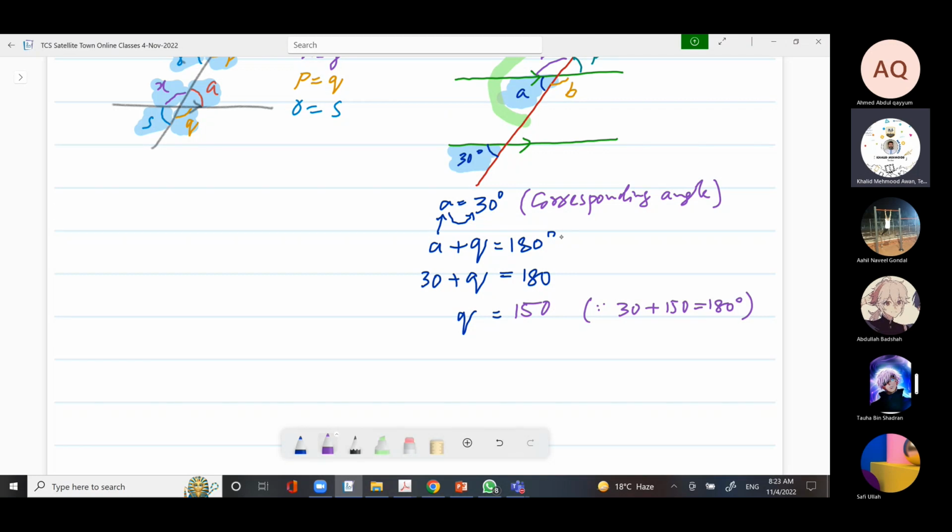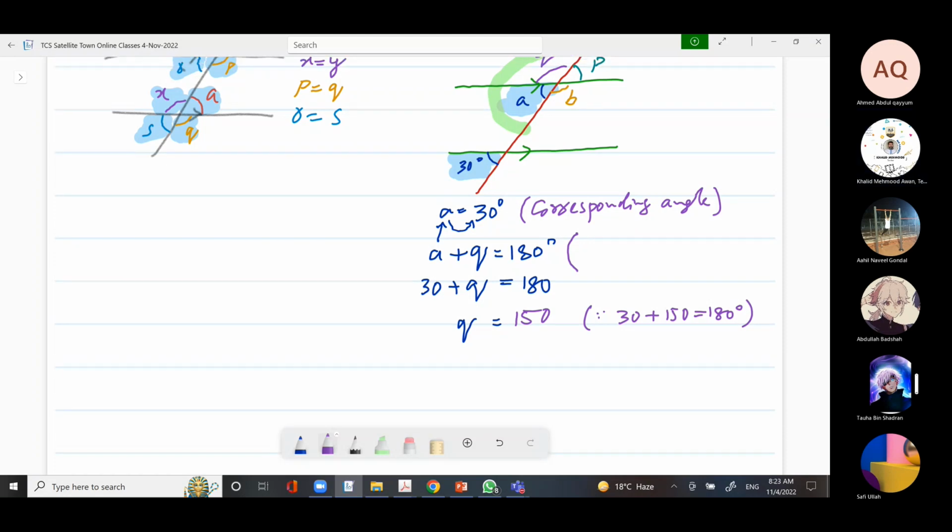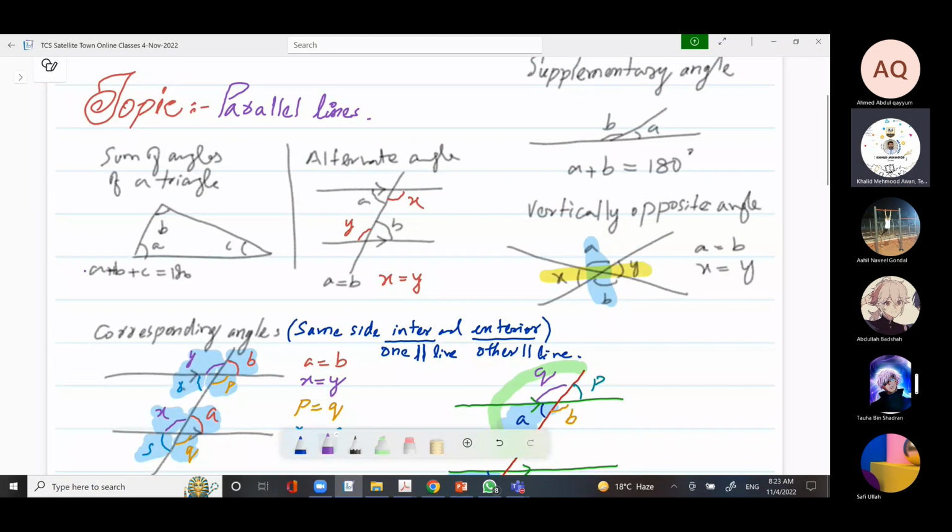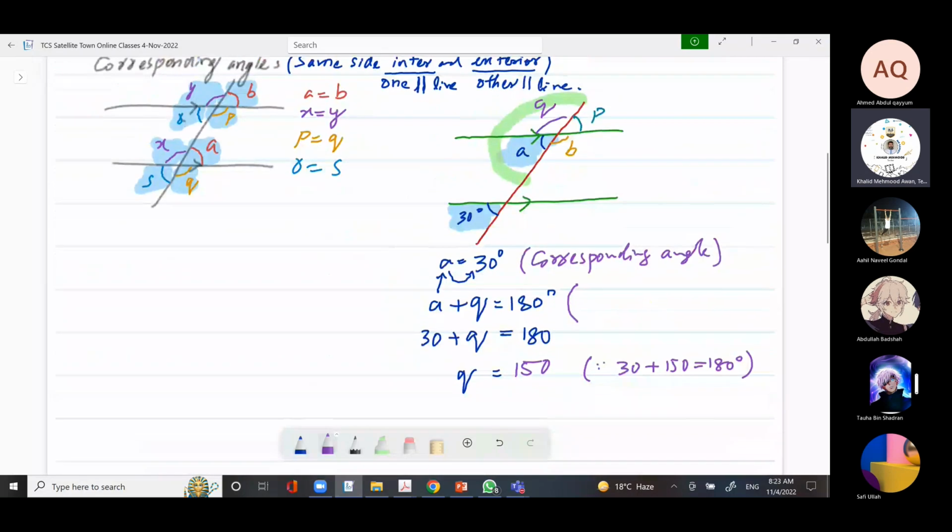And why are we writing this A plus Q is 180? Because they are supplementary angles, you know. So they are making a supplementary angle. I'm highlighting this with a different color so that it will be clear to you that this is a concept about supplementary angles that we had done previously, and we'll be writing that this is actually a supplementary angle.